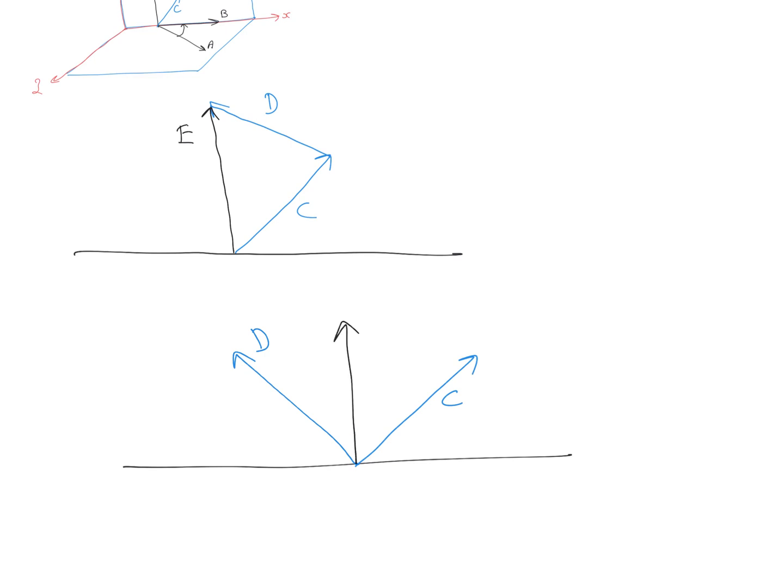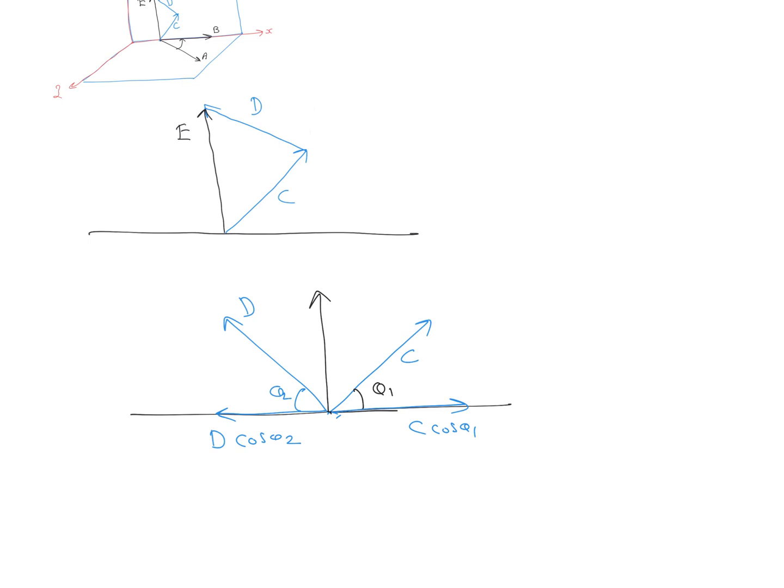That means assume that the angle made by the C vector with respect to the horizontal is theta 1. So the component of C along this direction can be written as C cos theta 1. Similarly, if this angle is theta 2, the component of D along this direction can be written as D cos theta 2. Now these two components should have the same magnitude and opposite direction. That's why the resultant vector is perpendicular to this line. Got it? So C cos theta 1 should be cancelled with D cos theta 2.